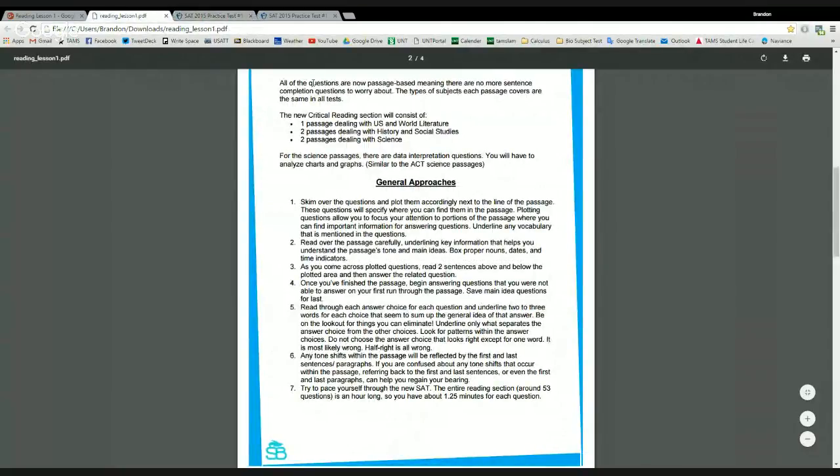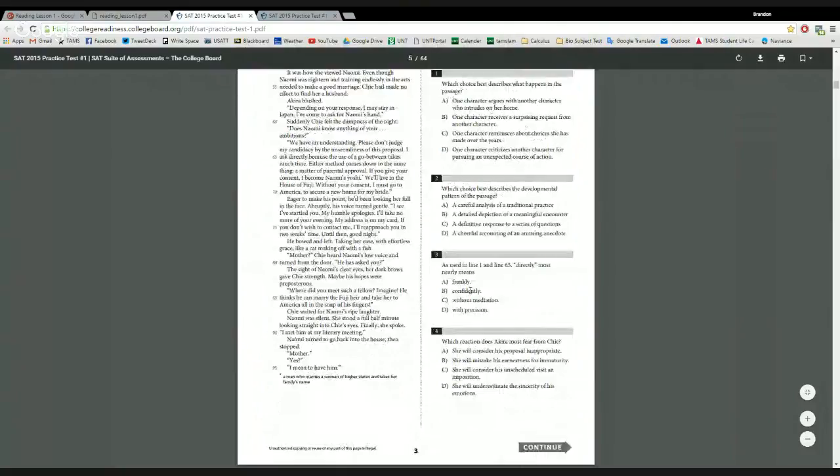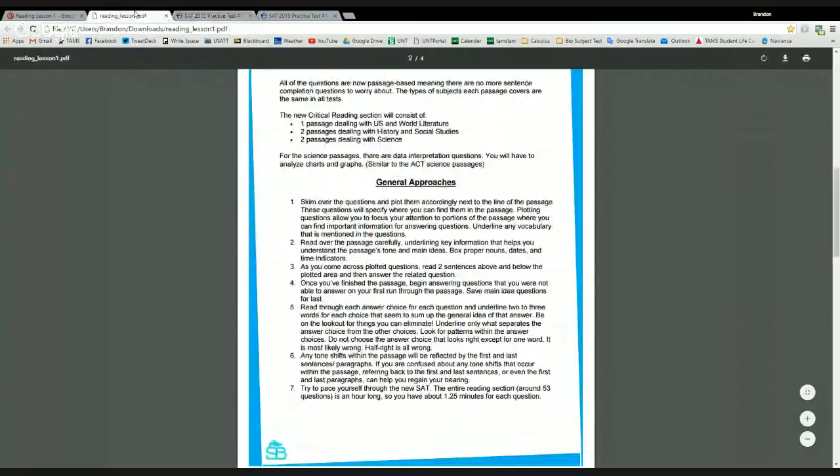Once you finish the passage, begin answering questions that you were not able to answer on your first run through the passage, and save main idea questions for last. So, like I said, just save main idea for last. You're first going to do the plotted questions, and then after that, you should get a general idea of the passage. Eventually, after reading the passage, save those main idea ones for last. In this case, 1 and 2 are main idea. The rest are just non-plotted text-based questions.